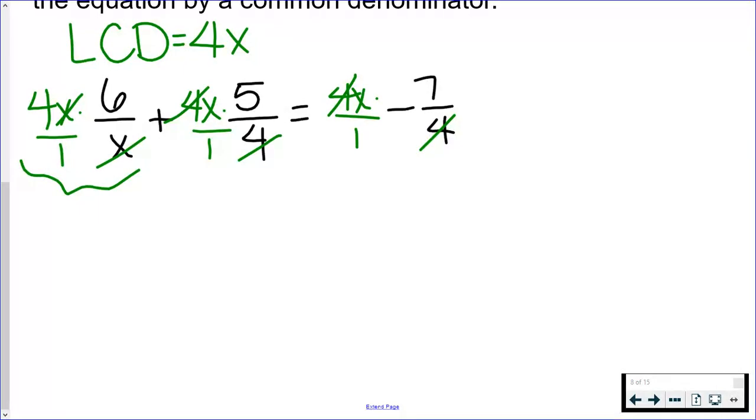So the first term, 4 times 6, is all I have left. Oh, that was ugly. Okay, the second term, all I have left is x times 5. And then after the equal sign, all I have left is x times negative 7. And just like that, this became a pretty easy problem. This is from Algebra 1. You're just solving for x.